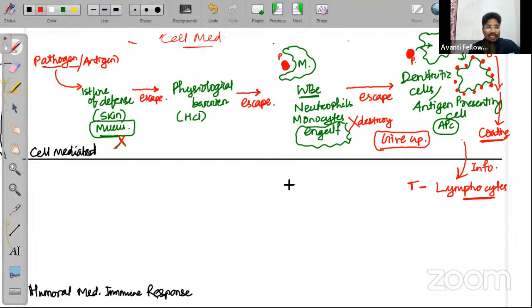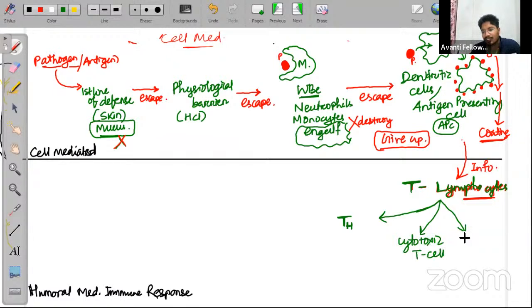What will it do? The T lymphocyte, this green colored one, is our body's cell. It will divide all the army into 3 different categories. What are those? First one is your T helper cell. Next one is your cytotoxic T cell. And last one is your T memory cell.